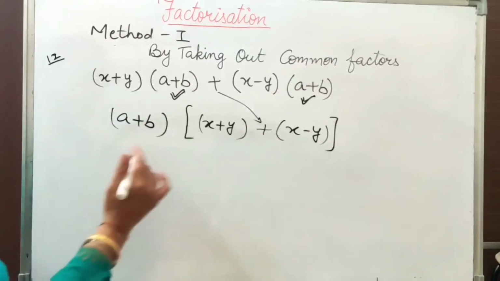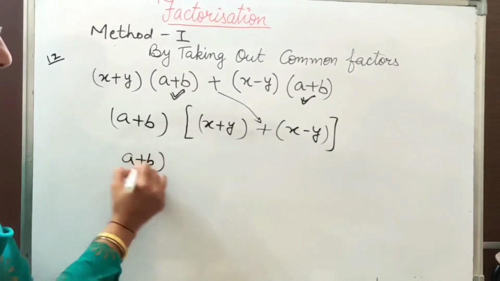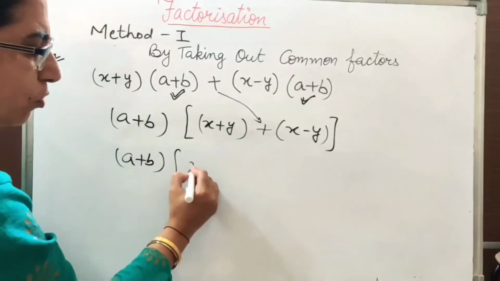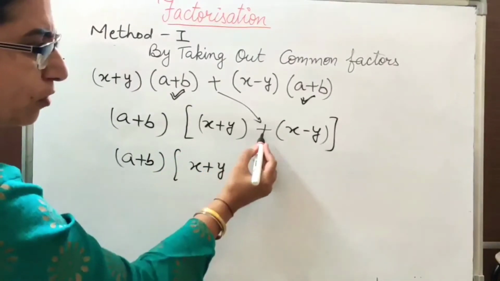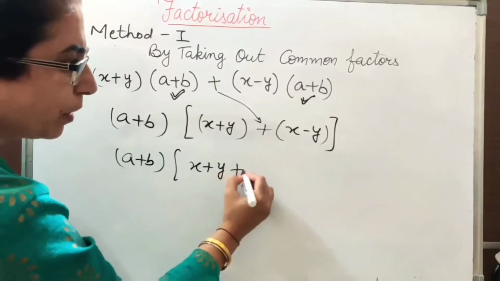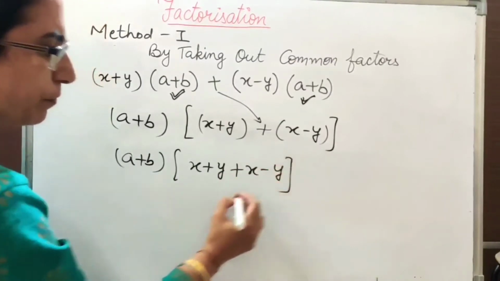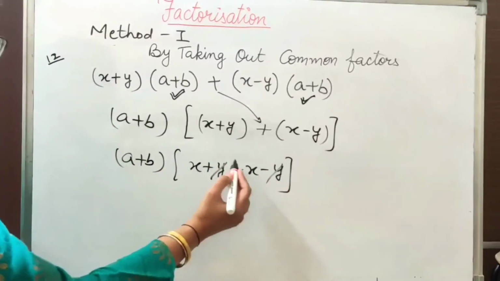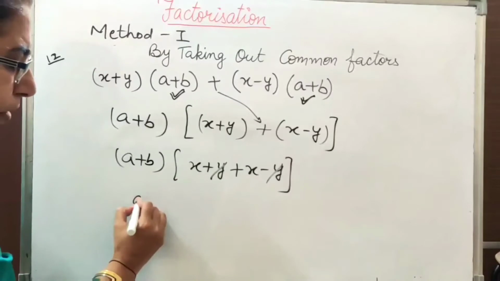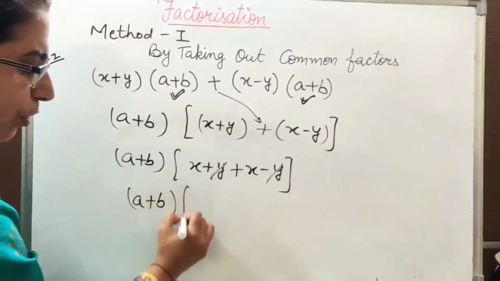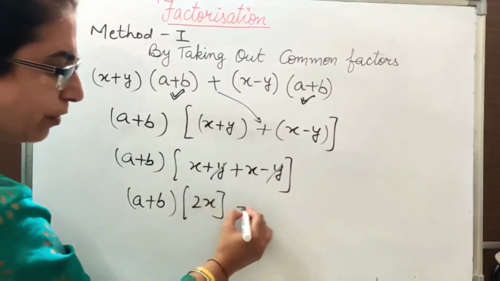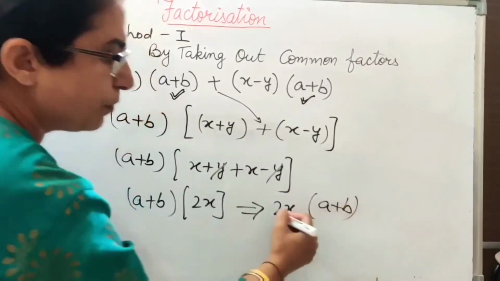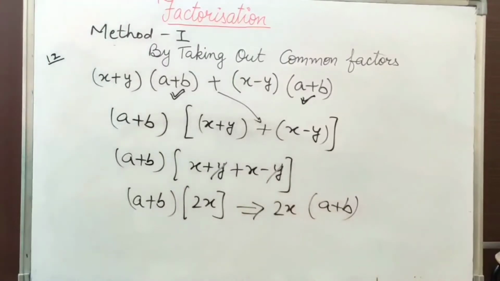Now we can solve this. A plus b. Now in this big bracket, remove these small brackets. You will get x plus y, because of this plus sign, no change of sign, plus x minus y. Here plus y and minus y cancel out, and x plus x, 2x is left. So a plus b into 2x, we can write this as 2x into a plus b. These are the factors.